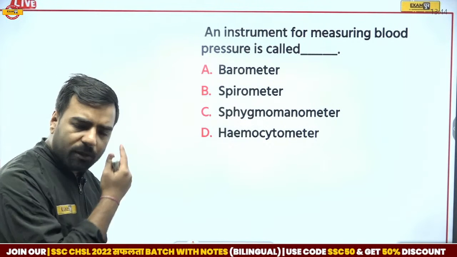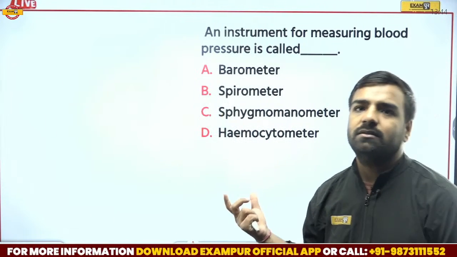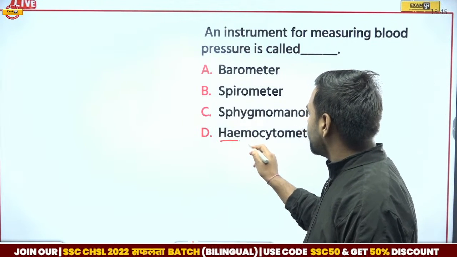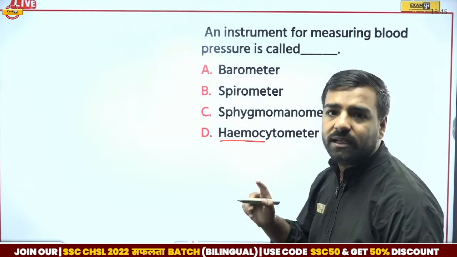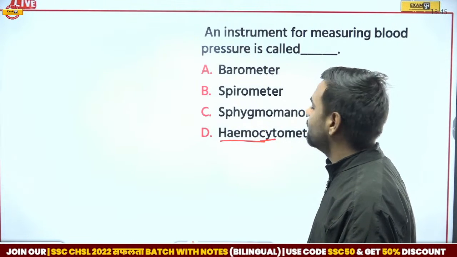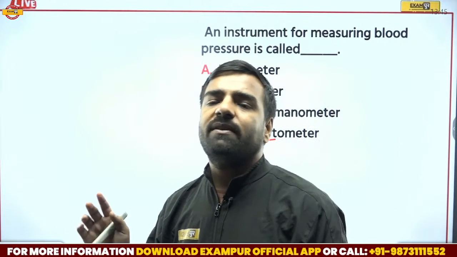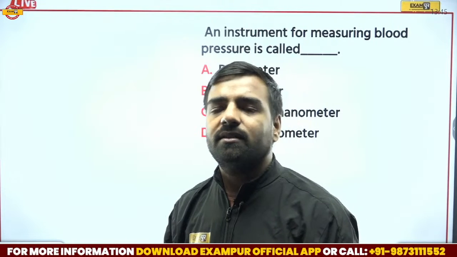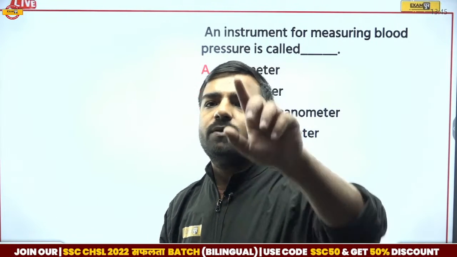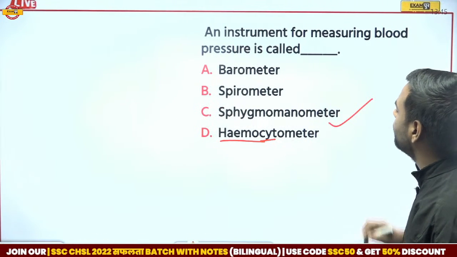Obviously, if I talk about barometer, when we are talking about atmospheric pressure, we can relate it with the barometer, right? Hemocytometer: hemo means we can relate it with the hemoglobin, that is RBC. Cyto, that's cell. Meter, for measuring those cells. So everyone is going with C, and that's totally correct. Yes, here the instrument for measuring blood pressure is actually sphygmomanometer.